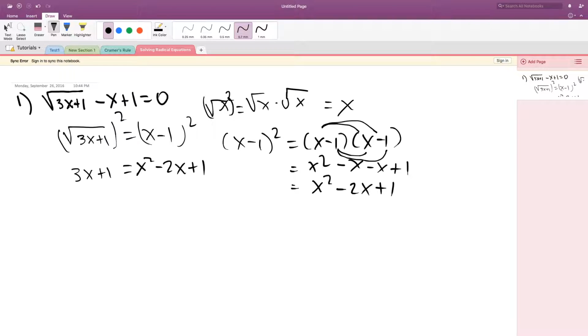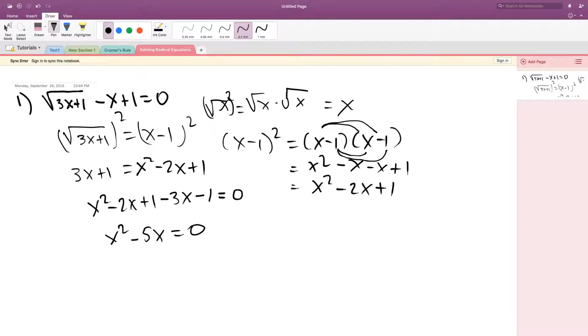Alright, and let's collect like terms. So I'm going to move everything to one side. So 3x moves to the right hand side, becomes a negative. 1 moves to the right hand side, also becomes a negative. All that equals 0. So here I have x squared, negative 2x minus 3x gives me minus 5x. The plus 1 and minus 1 disappear, so I get 0.